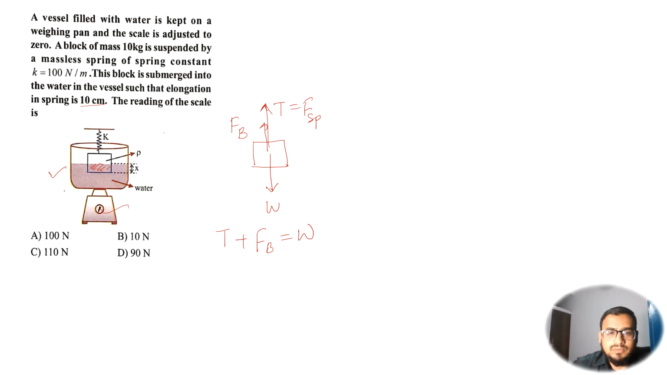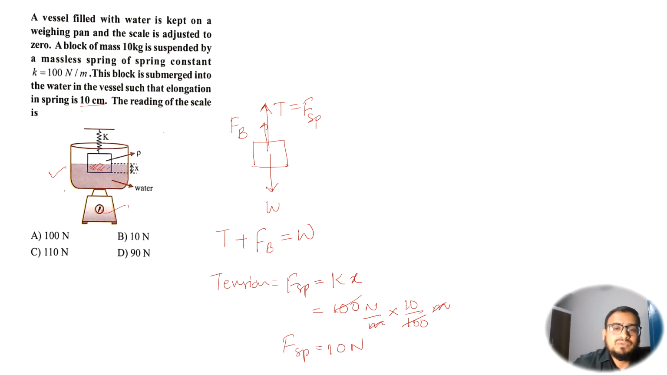So let us calculate the tension. The tension is nothing but the force of spring, which is K times X. K is given as 100 Newton per meter, and X is 10 centimeters, so I can write 10 by 100 meters. So 100 cancels. Our spring force is turning out to be 10 Newton. Meter cancels.